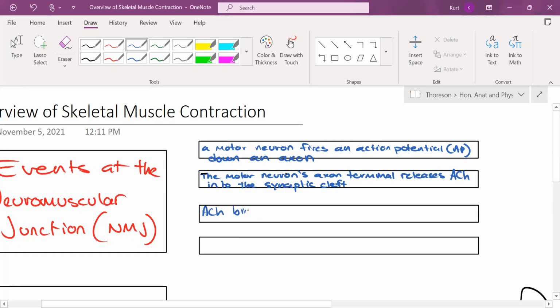ACH binds receptors. While we're going, guys, you should be doing the process of elimination here and start to, if you didn't get them all correct, piece it together. Binds receptors on the junctional folds of the sarcolemma. Chris, what is the sarcolemma? It's just the name for the plasma membrane of the muscle fiber.